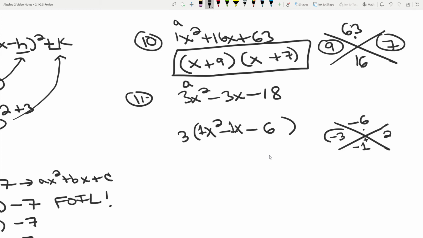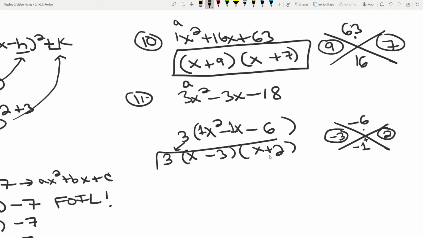So that works. So go straight to the parentheses form. So we got 3. Don't forget that 3. And then we got a double parentheses. So we got x minus 3, x plus 2, and done. All right, that takes care of number 11.